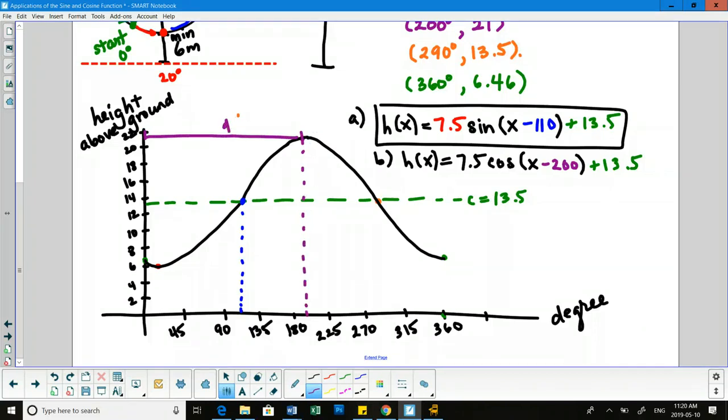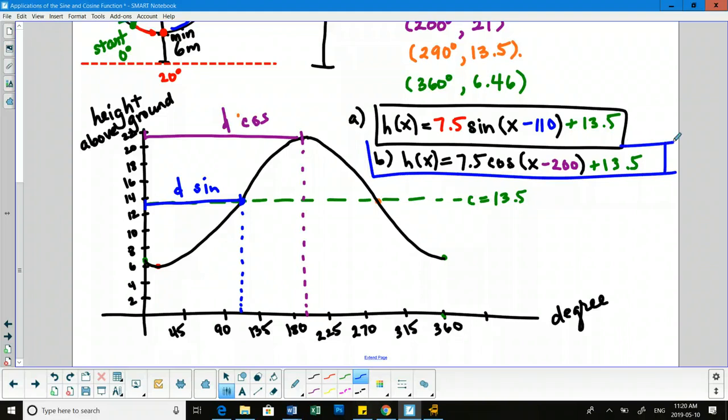So this is D for cos. And this guy right here is D for sine. Okay, so that's part B. Nice and quick.